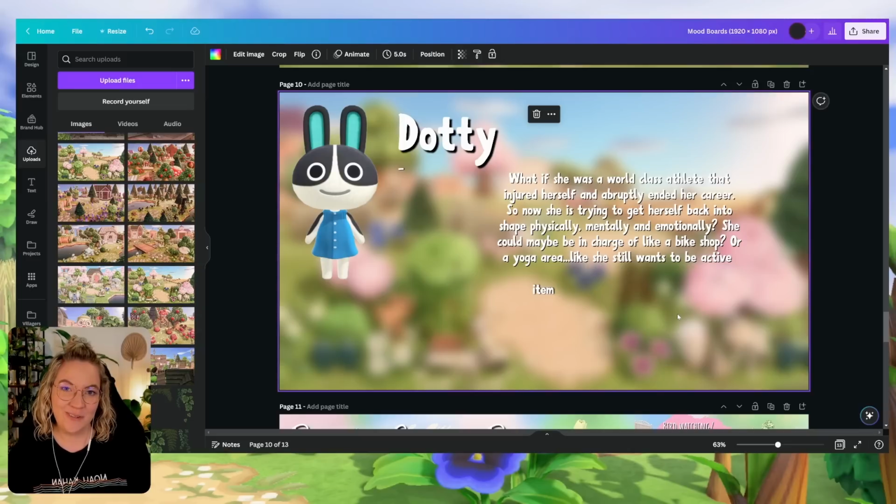And I think this is perfect. I think this is super, super cute. So I'm honestly just going to take that and make that her story. She was a world-class athlete, or just someone who was very into fitness and being healthy and being super, super active. But then an injury ended that career and she needed to find something that would anchor her and give her more strength, new strength.